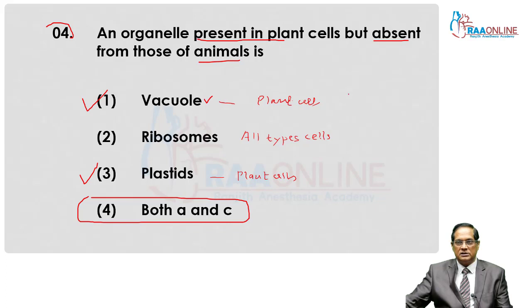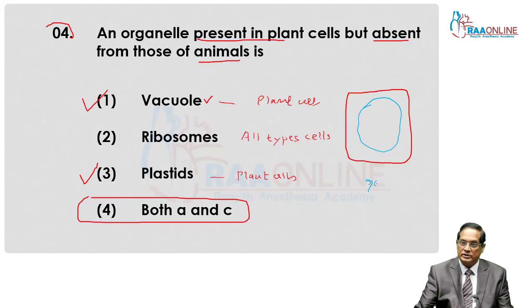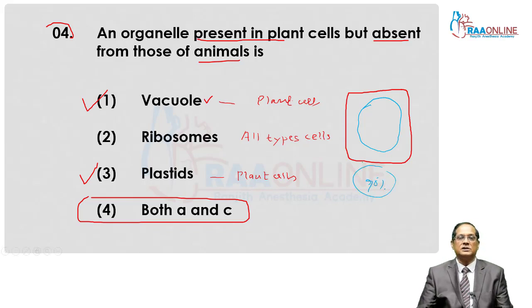Suppose we imagine this is a plant cell. Then you see the large central vacuole in a mature plant cell. This is the large central vacuole. It occupies approximately 90% of the space of the plant cell.